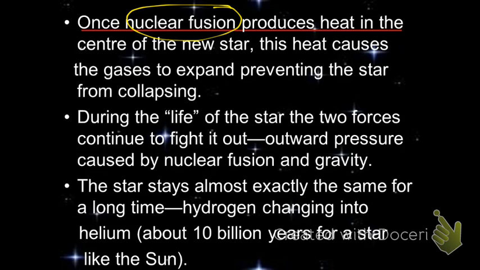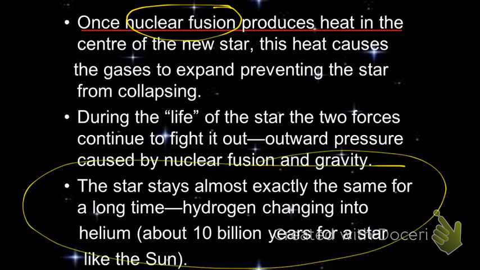To put it another way, it's a bit like putting flour and egg together and baking it. Can you pick the egg out after it's been baked? No, it's been joined together. Now, down the bottom here, the last dot point. The stars stay almost exactly the same for a long time. Hydrogen changing to helium takes about 10 billion years for a star like the Sun. So scientists estimate that 10 billion years is the life of our Sun, going from hydrogen to helium.